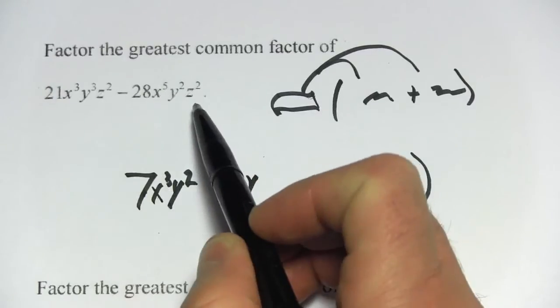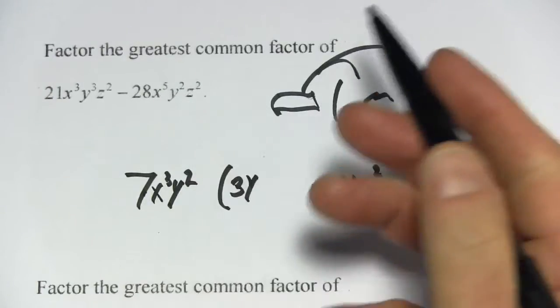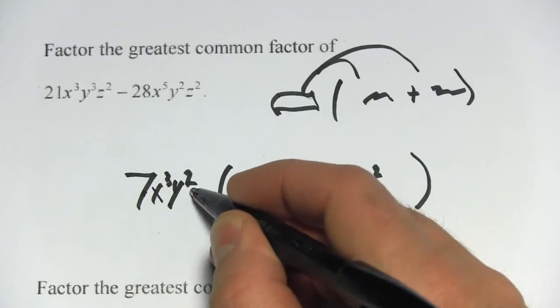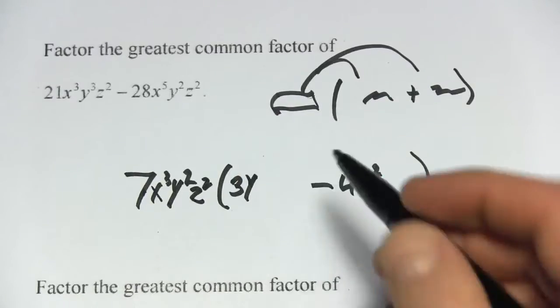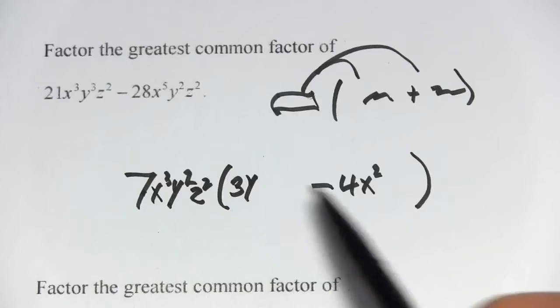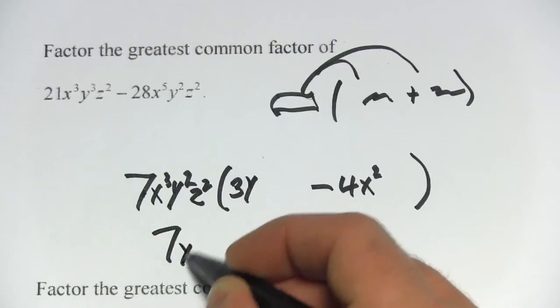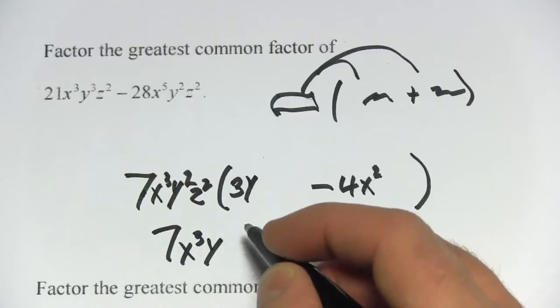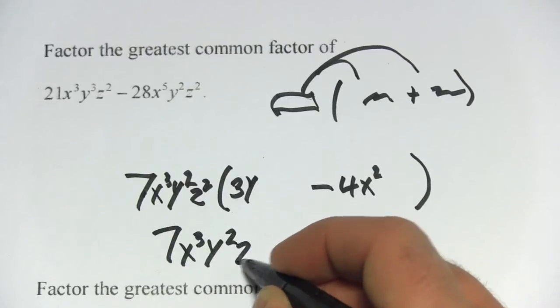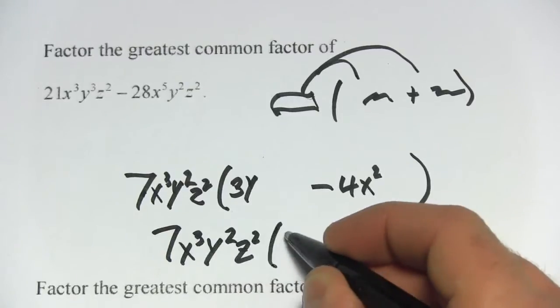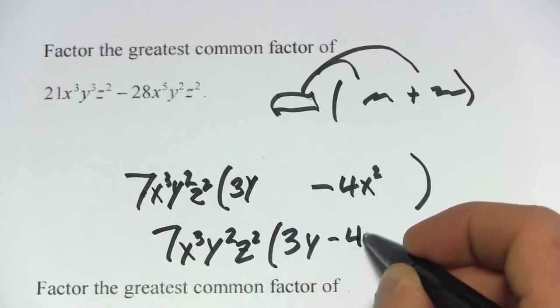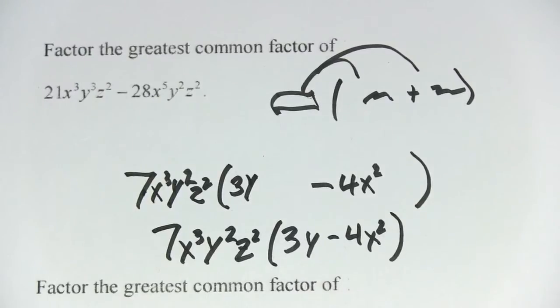And then we have z to the second and z to the second. The biggest thing they have in common is z to the second. So that's what I pull out here. And that just leaves a 1 and a 1 here. So I've actually completed this. I'll rewrite it so that the spacing looks nicer. 7x to the third, y to the second, z to the second, times 3y minus 4x squared.